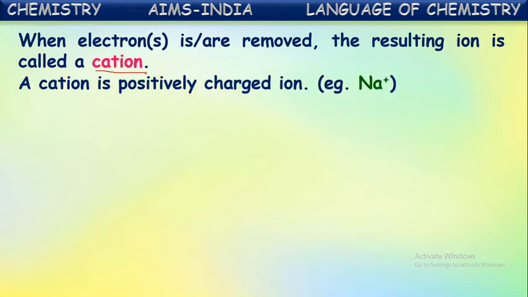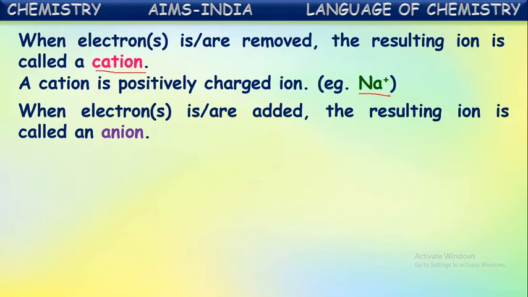Okay, for example, the cation is positively charged. If we take the example of sodium, just now we have seen sodium forms an ion by the loss of an electron. It forms Na plus ion. This Na plus ion is now called a cation. Cations are positively charged ions. These are formed by the loss of electrons.